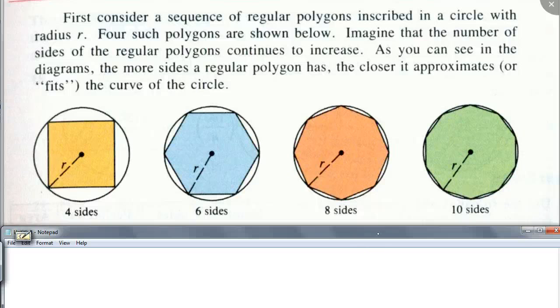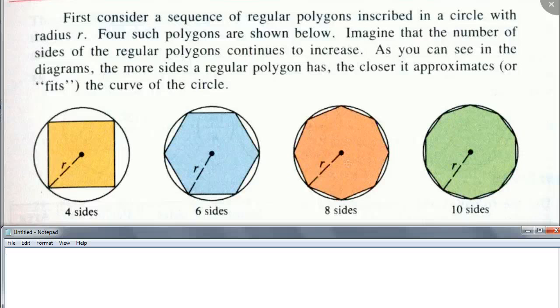Okay, so stop right there. So notice we have a bunch of these regular polygons inscribed in a circle with radius r. Now look what happens as we increase the sides. Now we have 4 sides. Next one you have 6 sides. The other one you've got 8 sides, 10 sides. Imagine we kept on going, like 100 sides, 1,000, 10,000, a million sides.